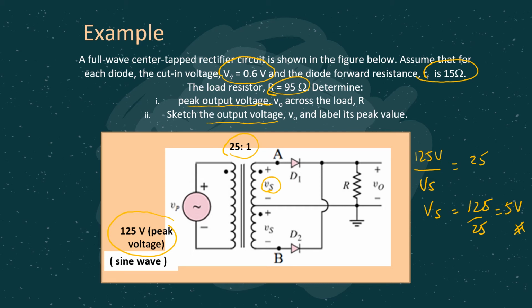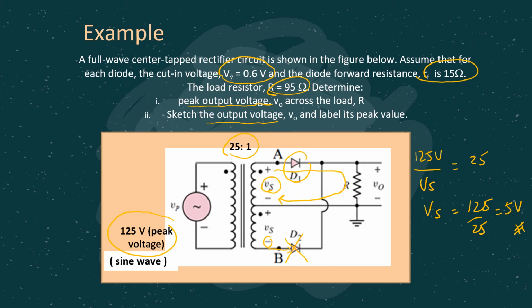Meaning to say now D1 will be on. Obviously at that time D2 will be off. Why? Because the negative voltage is always connected to the positive terminal of D2, so reverse bias, right? So D2 will be off. So we have this closed loop here involving D1.